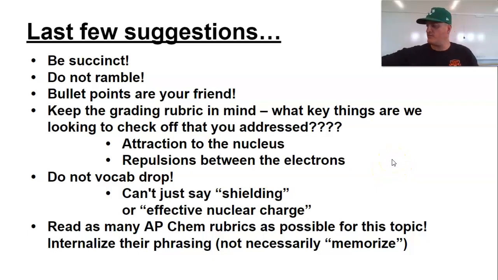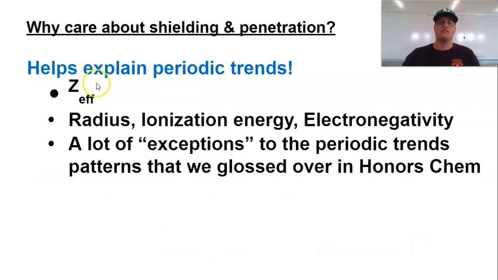I think that's the end of this one here. No, a little bit more. Remember, this helps explain the effective charge that we see as we get into more of the exceptions to the rule, and we get into the idea of the periodic trends, the radius, ionization energy, all these exceptions that we kind of just glossed over. This is the reason why, and you'll need to be explaining those at some level on the AP test, most likely.